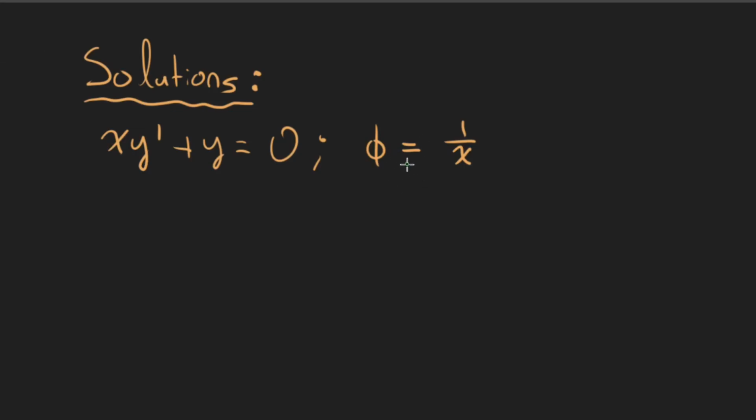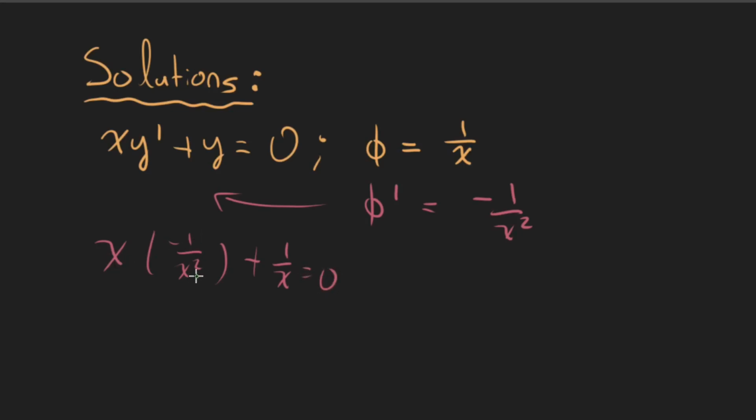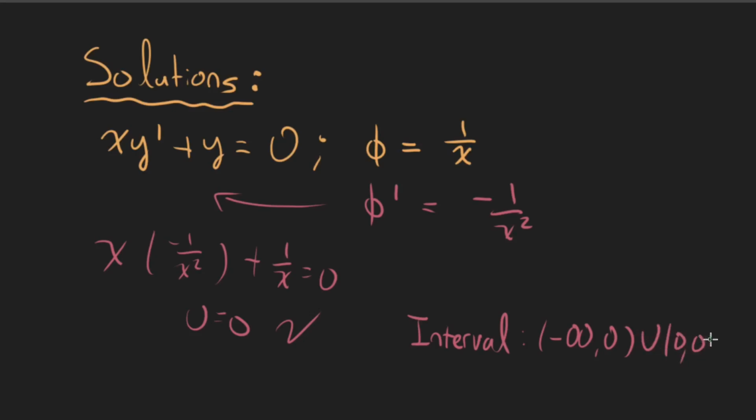right? So if I go ahead and take a derivative of phi, I have phi prime is negative 1 over x squared, and then if I plug that in right here, that would require that x times negative 1 over x squared plus 1 over x equals 0. This is going to be a negative 1 over x plus 1 over x. We get 0 equals 0. So this does check out. And the interval over which this is defined is basically going to be everywhere except 0, right? So we can say negative infinity to 0, union 0 to infinity.